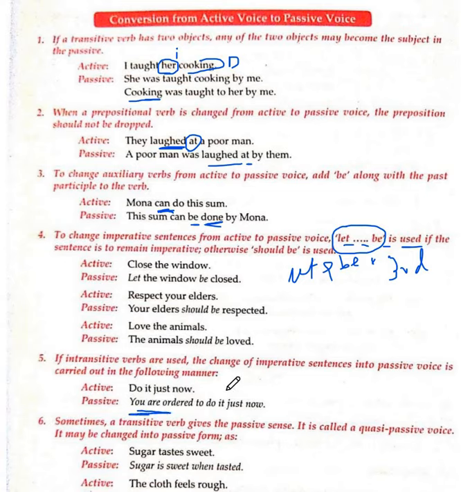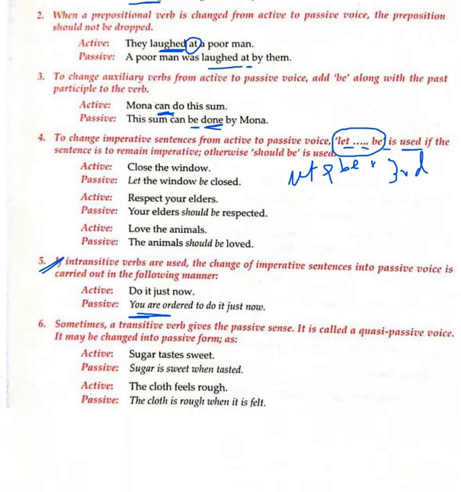So when we say please give me your book, at that time we can write "you are requested to give me your book". This way we can use this one, but you will find very rare use of it, but it will be there, so you have to remember it.